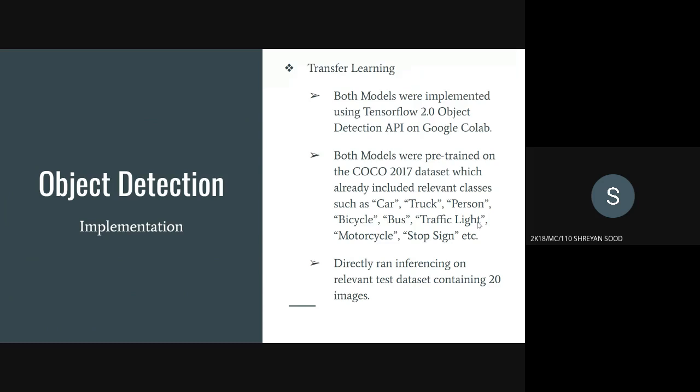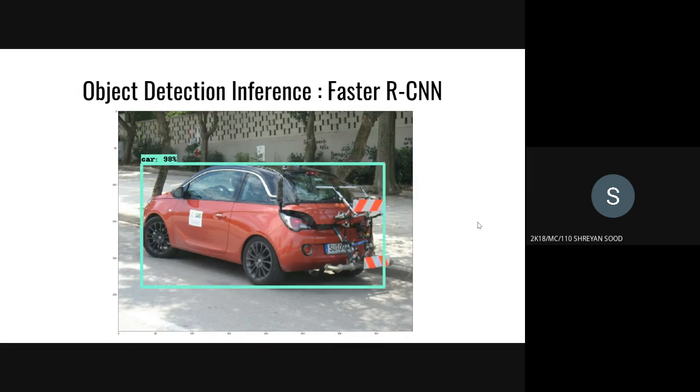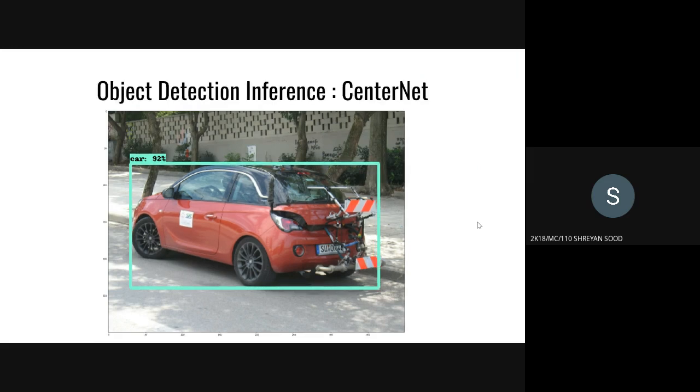So this saved us a lot of time, as we could directly run inferencing on the relevant test data set that we created containing 20 images of cars on roads. So here is an original image that we inputted into both the models. This is the image after object detection through Faster RCNN. We got a confidence score of 98% and the class label as car, and a score of 92% for CenterNet.